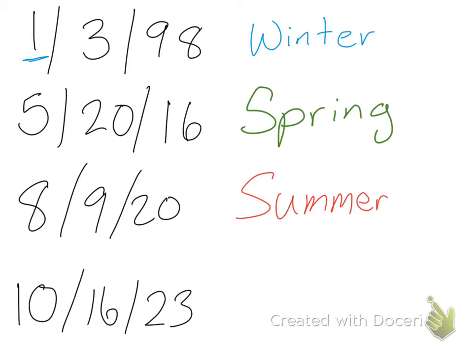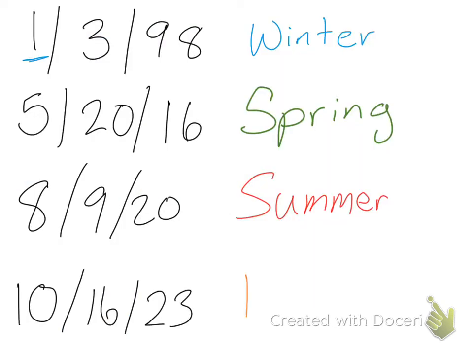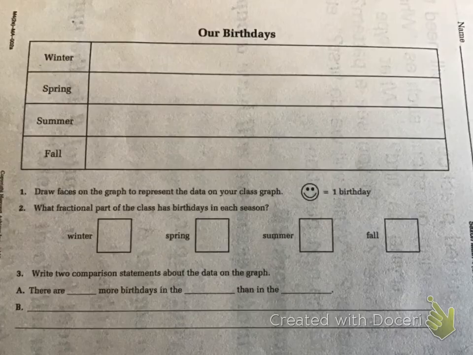And the last one is October 16th, 2023. And October is in the fall, or autumn. So this is in autumn. We also call this the fall. Okay?